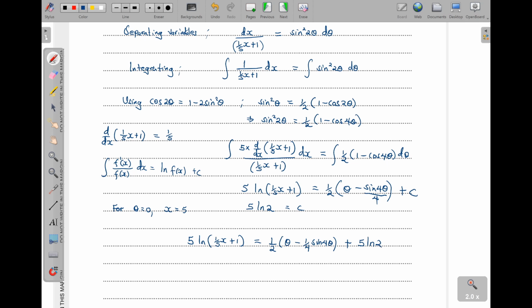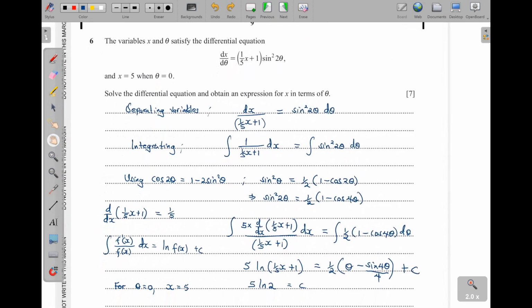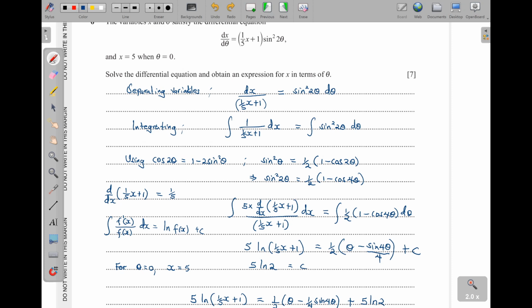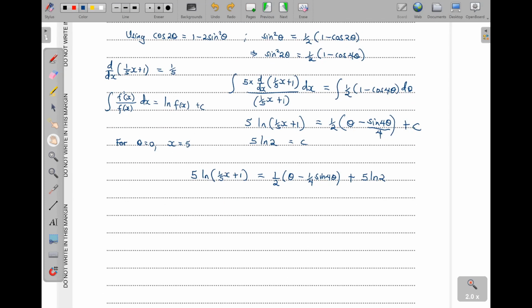In differential equations, this is what we call the general solution. When you haven't found the arbitrary constant here, then after finding that constant, what you get here is what we call the particular solution. So that is the particular solution, but they told us to obtain an expression of x in terms of theta. So you have to make x the subject of the formula. Now what I'm going to do is to bring this one that has the natural log this side, such that I simplify those logarithms.